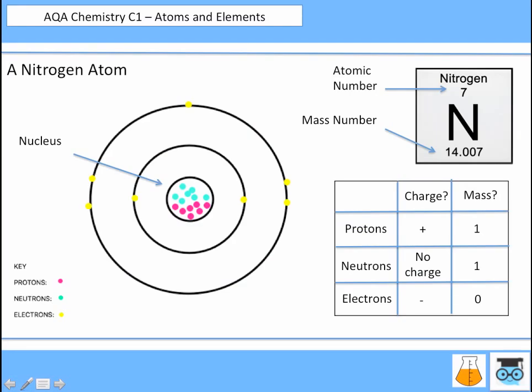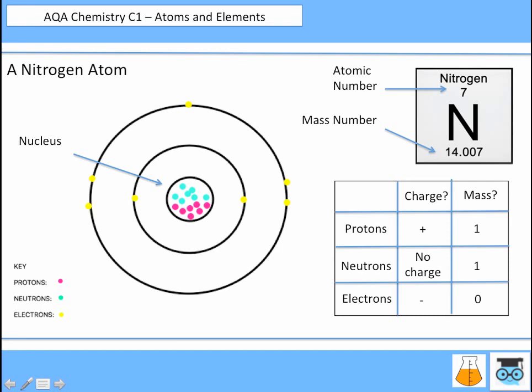So here we have the structure of a nitrogen atom. The first thing you need to do is look down at the key in the bottom left corner. You'll see three words: protons, neutrons and electrons. These are all colour coordinated, so it's easier to see. I'll go into more detail about that in a minute, but first we need to look at the table in the bottom right corner.